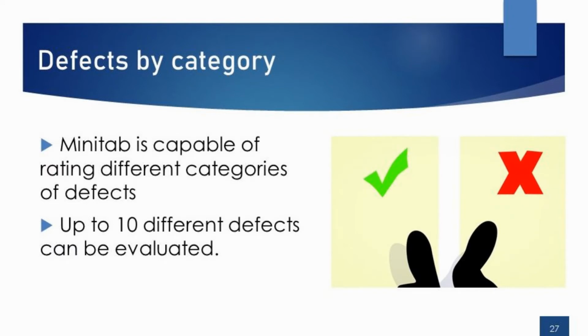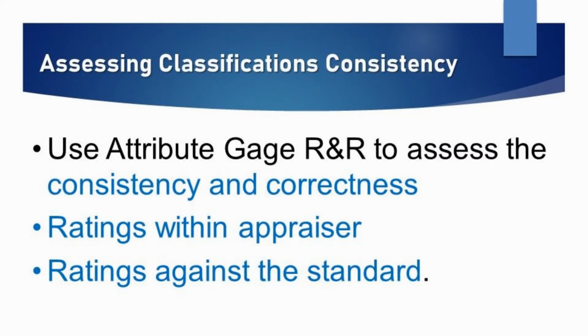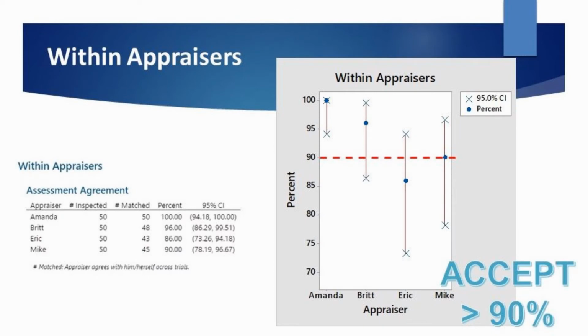Minitab is capable of analyzing 10 different defects independently. This is a very cool feature because it allows us to identify where the opportunities for improvement are. The Attribute Gage R&R is looking for consistency and correctness. We are doing that by rating the accuracy of the appraisal. They need to say the same thing every time for the same unit.